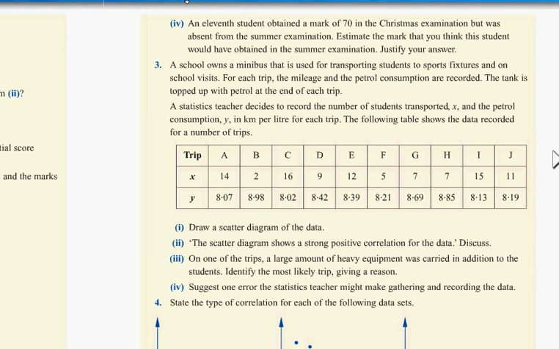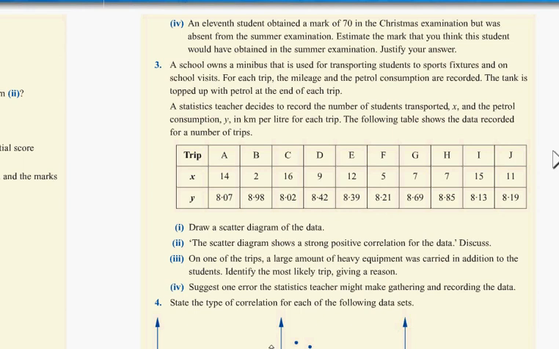Student 11 obtained a mark of 70 in the Christmas examination, but was absent from the summer examination. Estimate the mark that you think this student would have attained in the summer examination. Justify your answer. This is where we need our line.